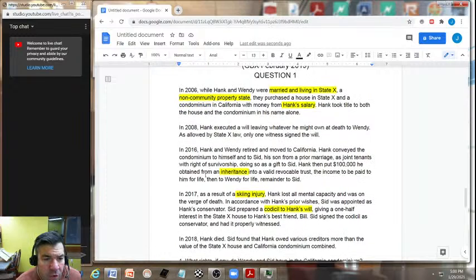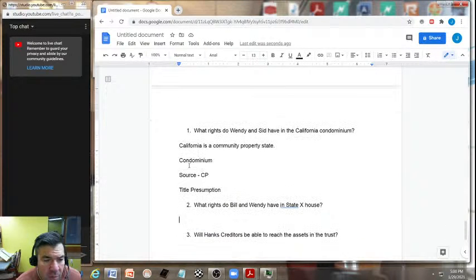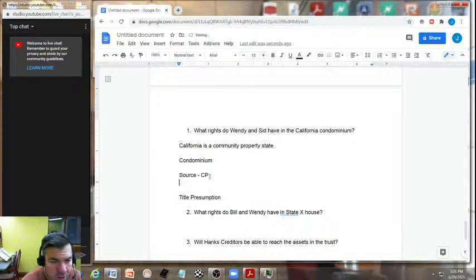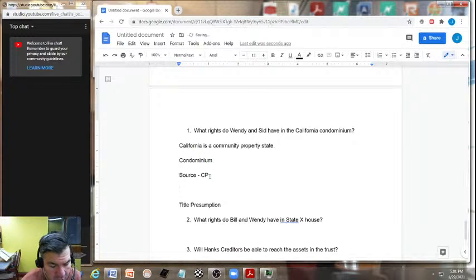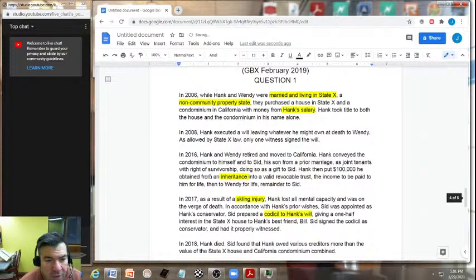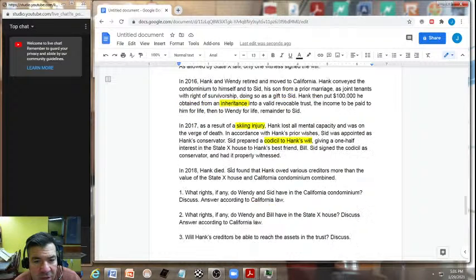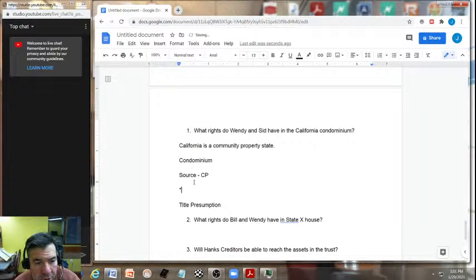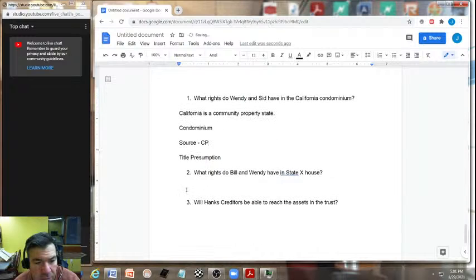Okay, so we also want to make sure to note up here, concerning the community property, that we're dealing with not just community property but quasi community property, because they purchased a house in state X. The state X house is the quasi community property. So, source.